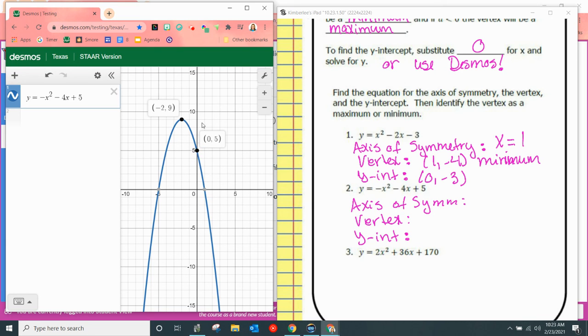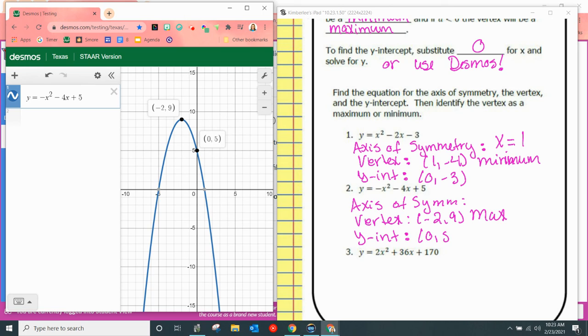And again, I'm really interested in my axis of symmetry. The vertex is that highest point. So the vertex for this one is (-2, 9), and now this one is a maximum. It's not a minimum this time. It's the highest point. My y-intercept is where it's crossing the y-axis, which is (0, 5).